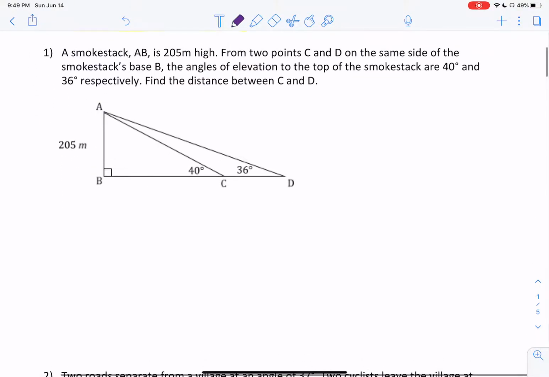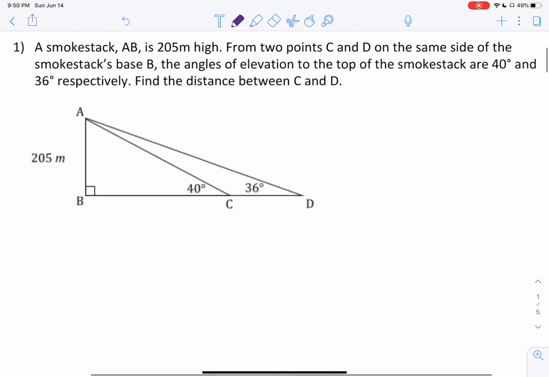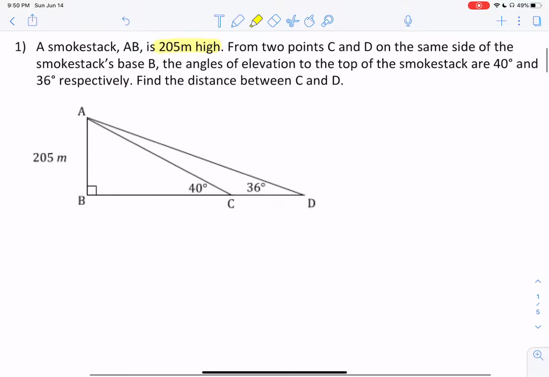So a smokestack AB is 205 meters high. From 2 points, C and D, on the same side of the smokestack's base, the angles of elevation to the top of the smokestack are 40 degrees and 36 degrees respectively. We want to find the distance between C and D. So I'm going to start by labeling what we're looking for. So we're looking for this distance right here.